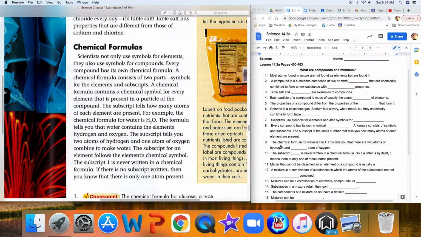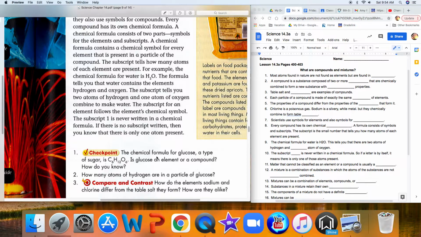Okay, so we're cruising through this, guys. It says the chemical formula for water is H2O. I didn't know how to do subscript with it, so you got H2O. This tells you there's 2 atoms of hydrogen and 1 atom of oxygen. The subscript 1 is never written in a chemical formula. So if a letter is by itself, it means that there's only 1 of those atoms present. Every capital letter, guys, starts a new element.